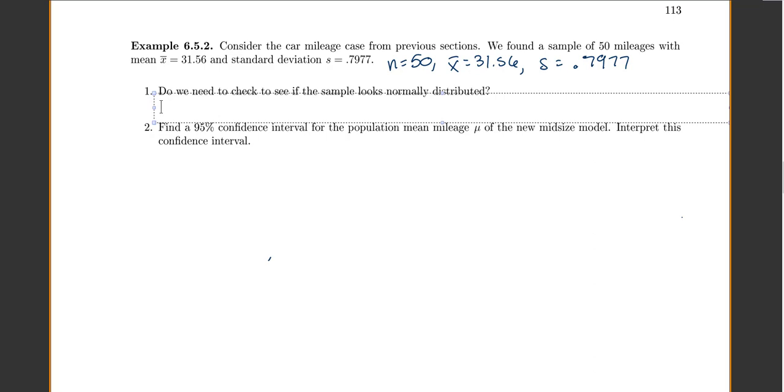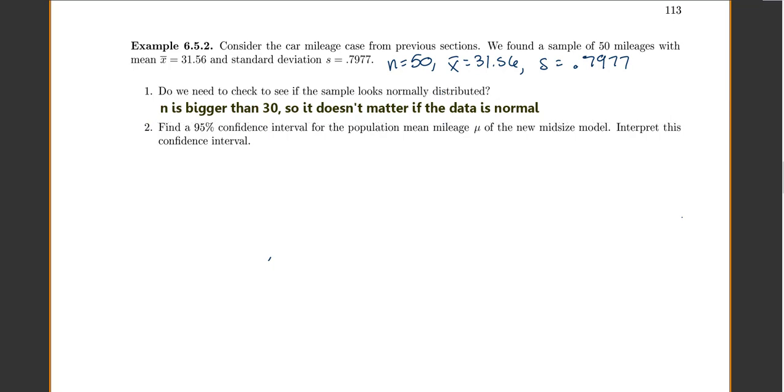Okay, first, do we need to check to see if the sample looks normally distributed? Well, in our case, we have a large sample size, so n is bigger than 30. So it doesn't matter if the data is normal, because it either needs to be normal or a big sample size, and we have a big sample size. Okay, next, let's find a 95% confidence interval for our population mean mileage mu of our new mid-size model. And let's interpret this confidence interval.